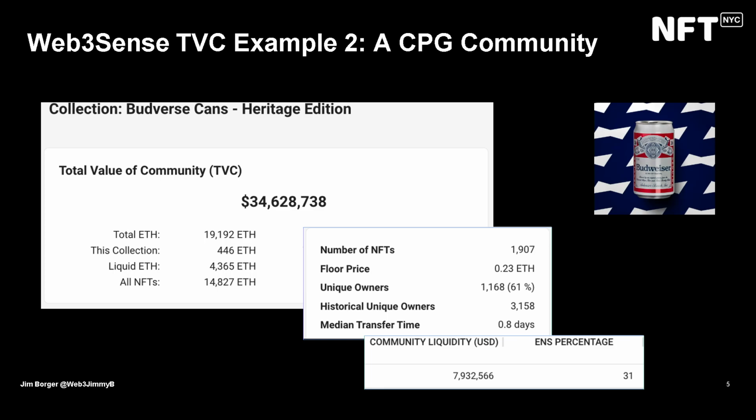And also here, even though the overall value of the Bud vs. Heritage cans collections might not be a massive number, it might be down from what it might have been at mint, it's still a robust community when you look at the buying power that's present there. And you can see there too, the community liquidity is around 8 million. It's actually a little over 11 million when I checked our dashboard today.